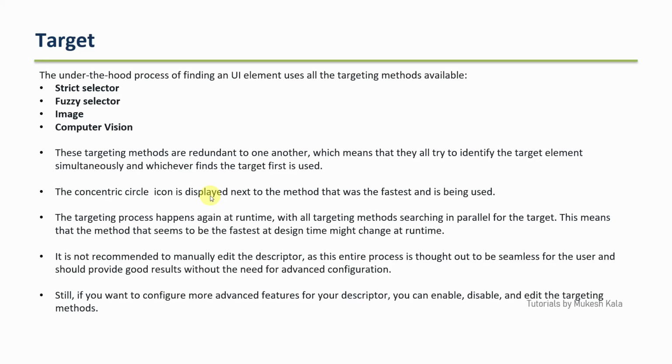But again, as I said, if you want to use the advanced feature and change the descriptor, you can enable, disable, edit the target methods, add more anchors, delete some of the anchors to get more hold of the UI element, right? So this is all generated by the modern selectors, right? Selector, fuzzy, image and computer vision. Now for all of this, the modern folder gives you a lot of settings, and most of the settings you would see are the same as the classic, right? Let's see the first one.